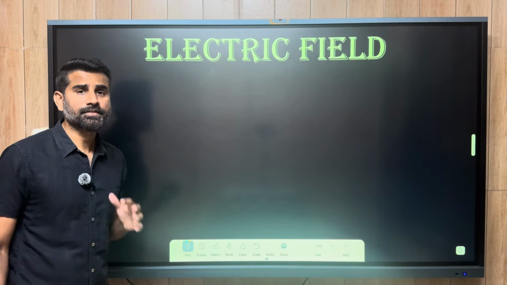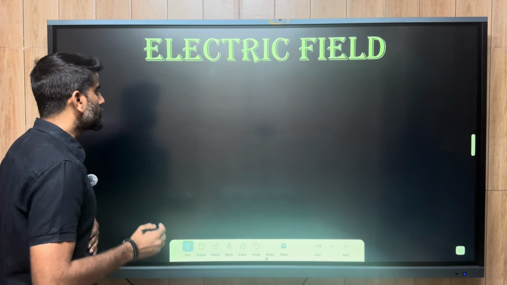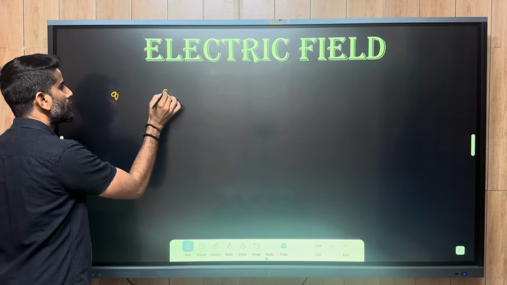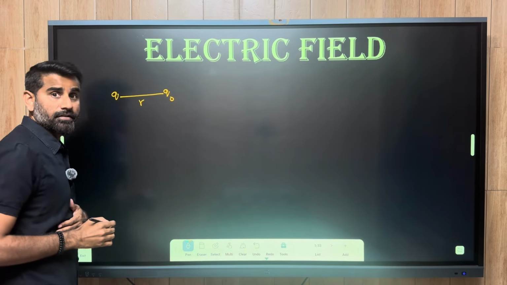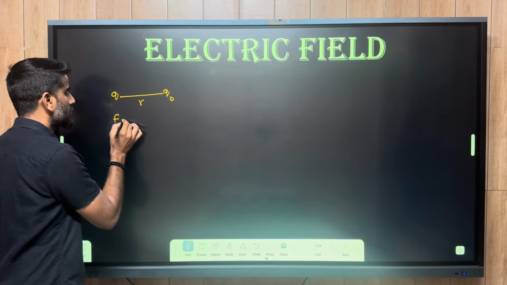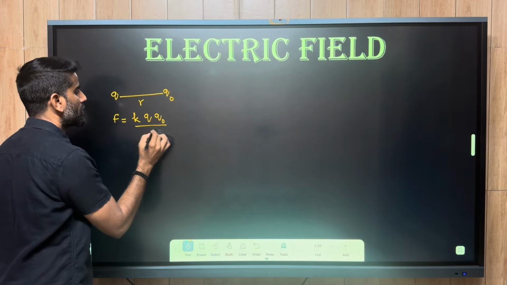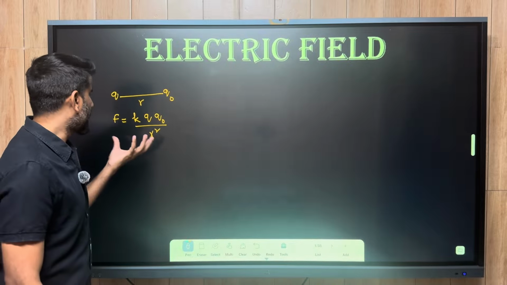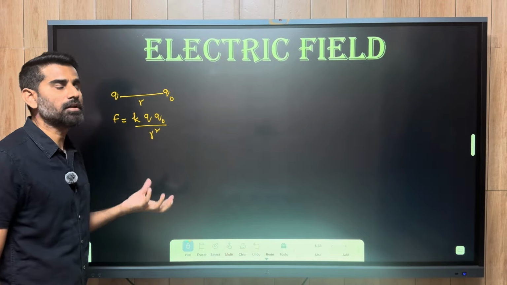First, let us understand what the electric field is. According to Coulomb's law, when two charges Q and Q naught are separated by a distance r, these two charges exert force on each other according to the equation F equals K Q Q naught upon r square. Instead of writing this equation, I am going to write it in another way.